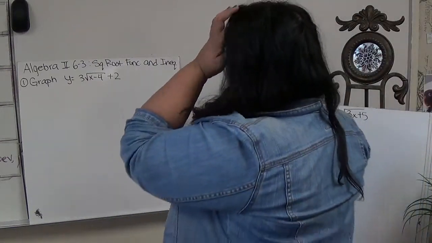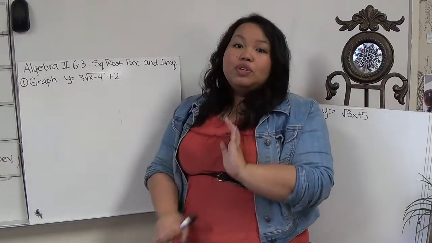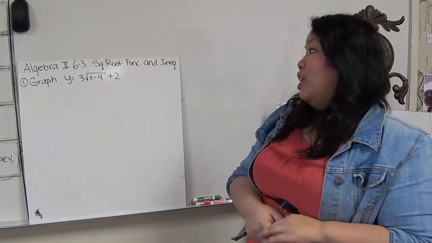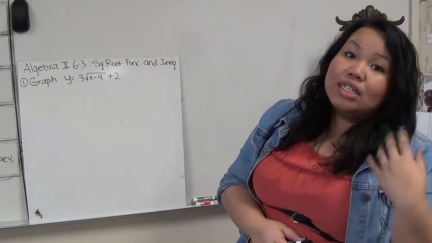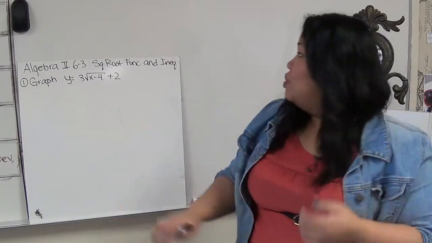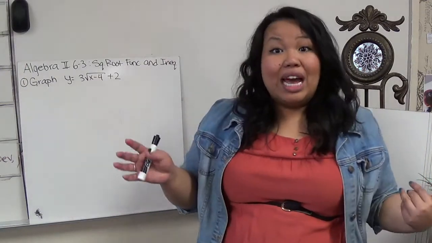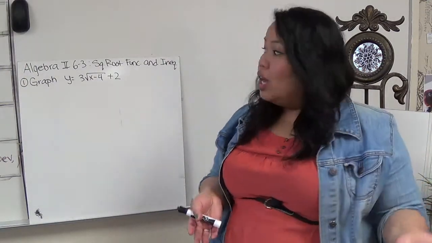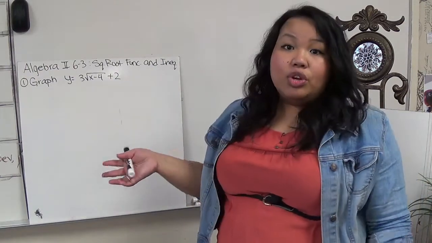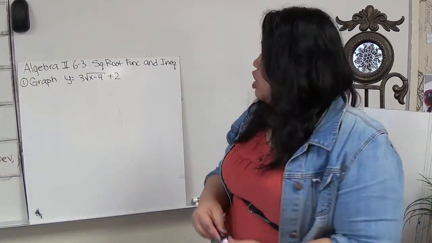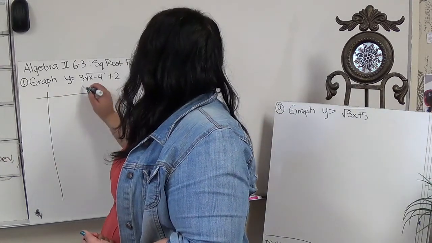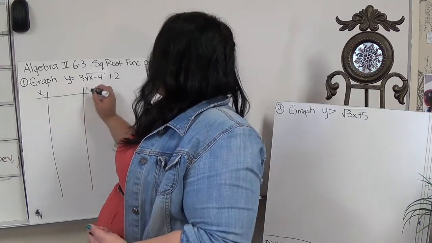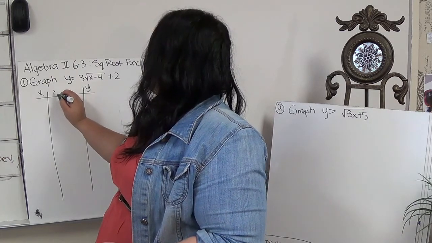In Algebra 2, Section 363, we're dealing with square root and inequality functions. Basically, we're going to be using the same methods as when we were doing lines and shading and parabolas and shading. Other than that, we're just using tables to graph it. So let's use a table in order to graph this. We're going to have our x, y, and our work.